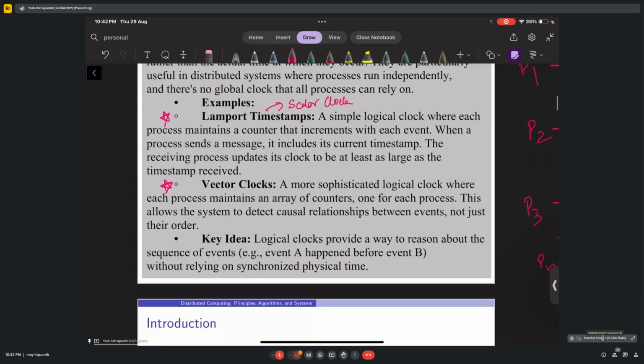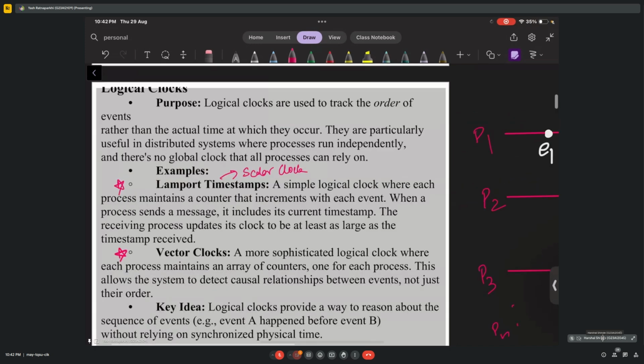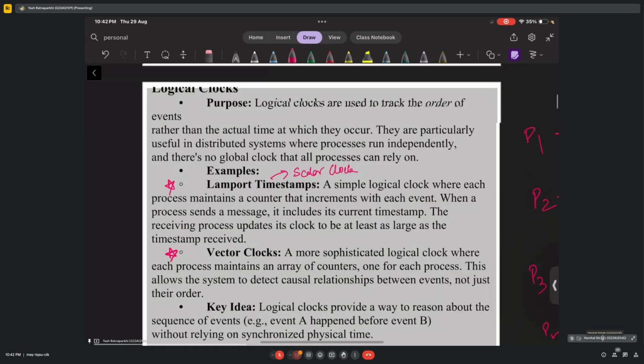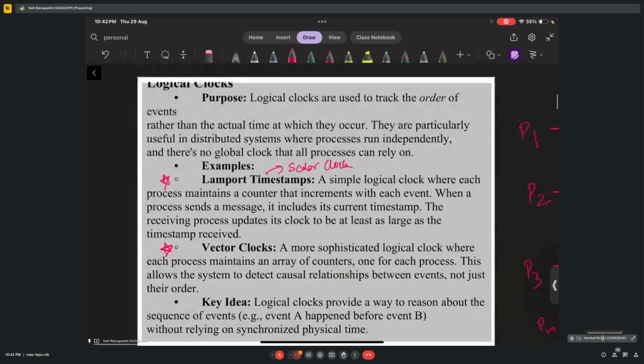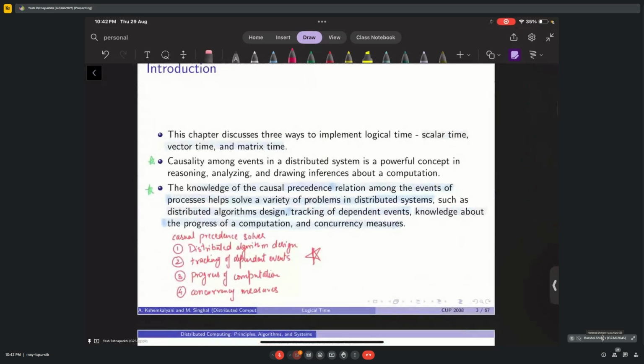And the vector clock is a more sophisticated way. Here, in the scalar clock, we are storing it in a 1D array, right? But in a vector clock, it will be an n cross n matrix or n cross n array. This is the difference between scalar and vector. Again, this might look tough, but when we understand it today, it is very easy. Okay, let's come to the introductory part.